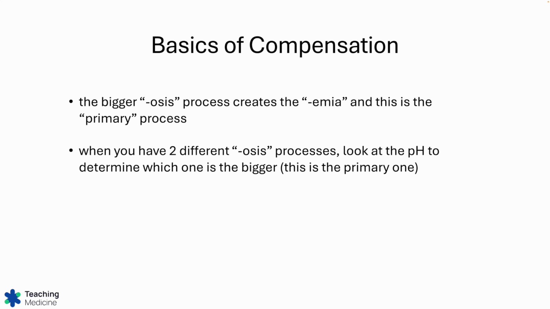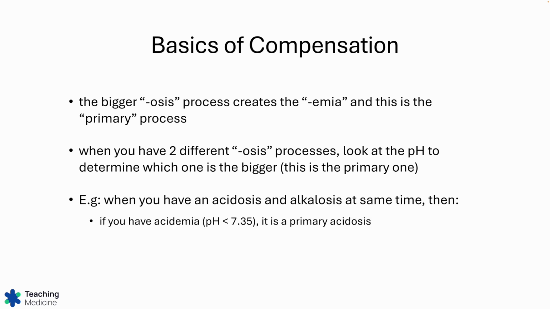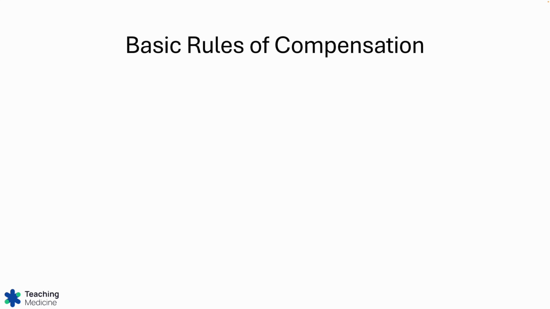So when you have two different osis processes, you need to look at the pH to determine which one is bigger, because this is the primary one. So when you have an acidosis and an alkalosis at the same time, if you have acidemia, which is a pH less than 7.35, you have a primary acidosis. If you have an alkalemia, pH greater than 7.45, it's a primary alkalosis.